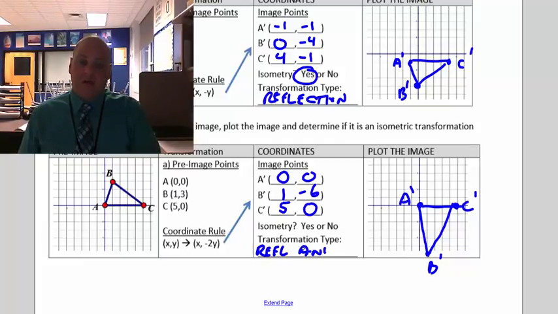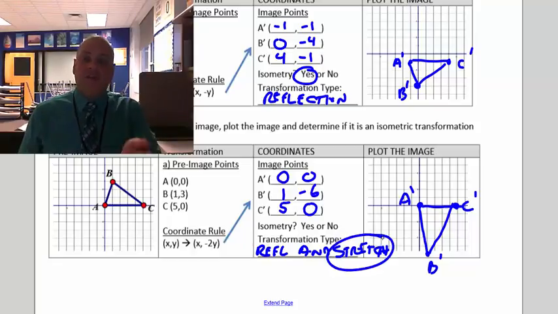and a stretch. Now, it did two different things. But the bottom line is there's a stretch. If there's a stretch involved, it's not isometric. So no, it is not isometric.